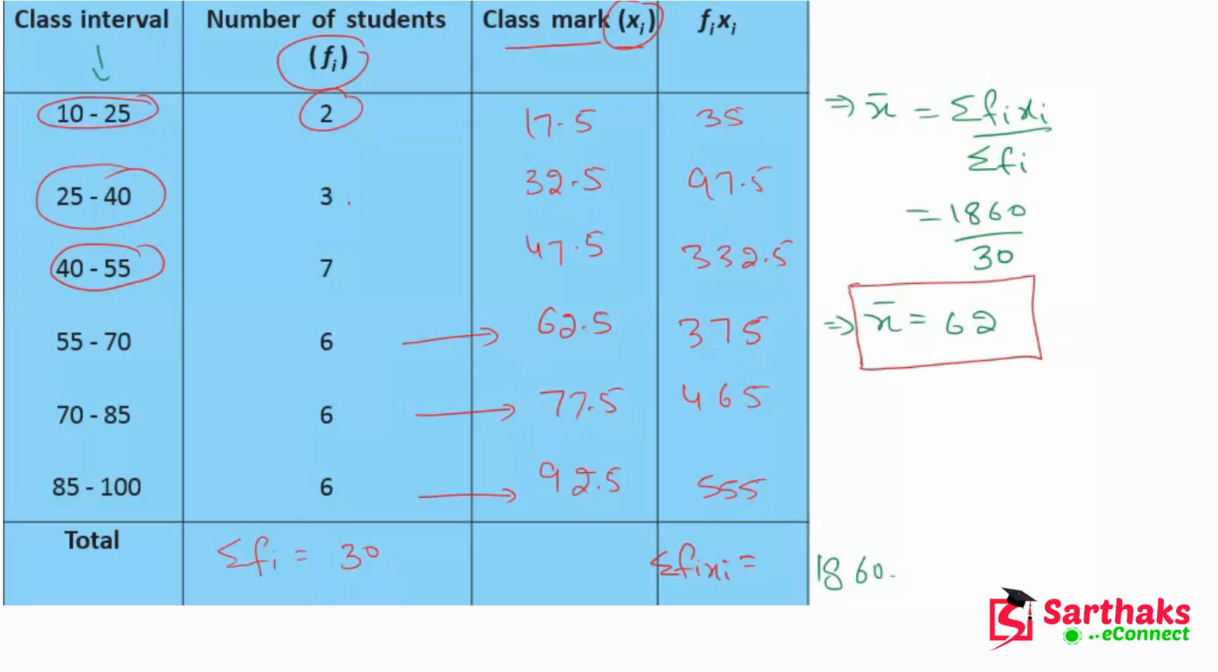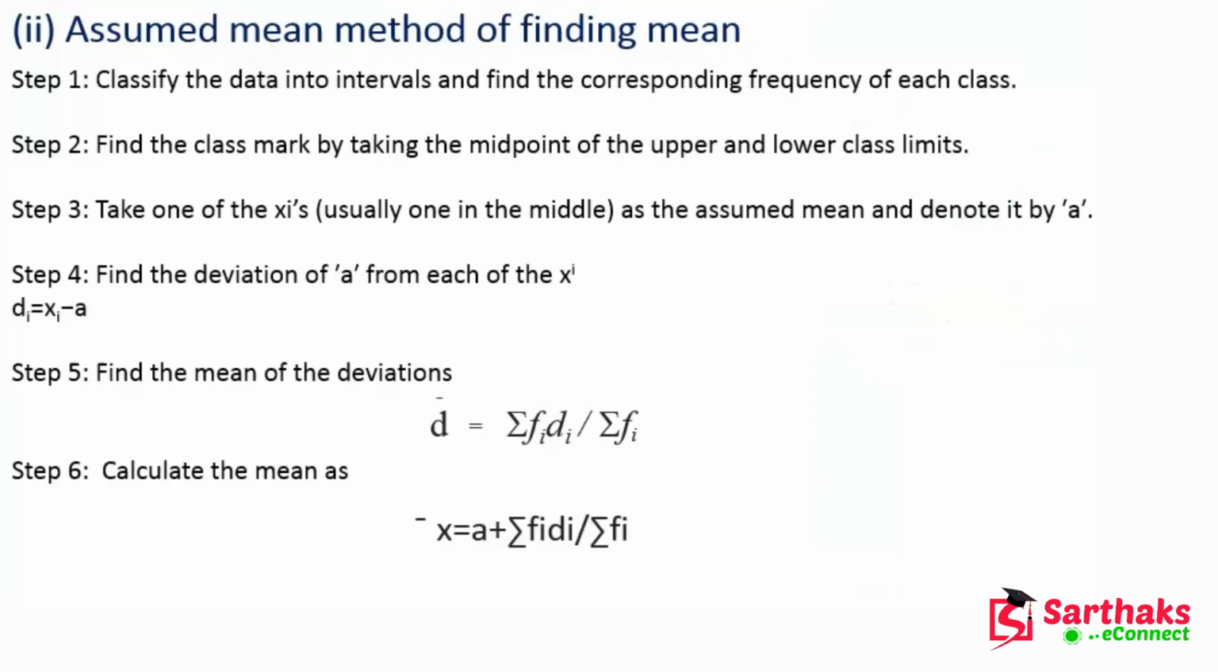Okay, so now let's move to the next method. The method is the assumed mean method of finding the mean. Now this is the second method of finding the mean when the class interval is given. In this method there are some steps. First of all, we have to classify the data into intervals and find the corresponding frequency of each class.